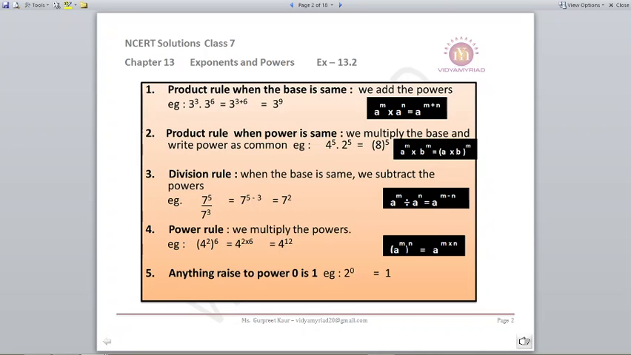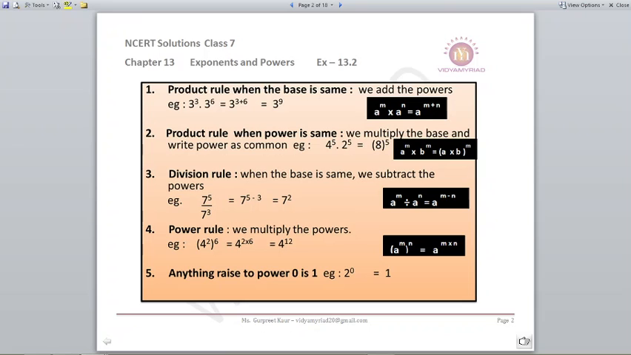Third is the division rule. In the case of division, we will subtract the powers only if your base is the same. Now 7 raised to power 5 divided by 7 raised to power 3, we will subtract the powers because 7 is the same. So 7 raised to power 5 minus 3 comes to 7 raised to power 2.